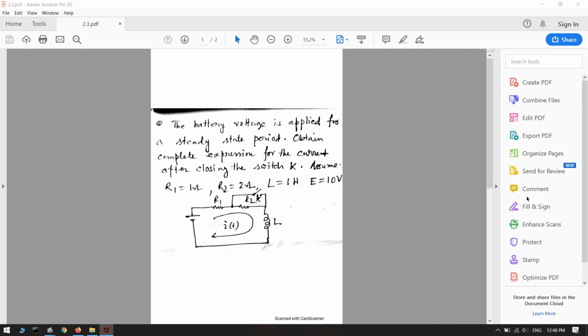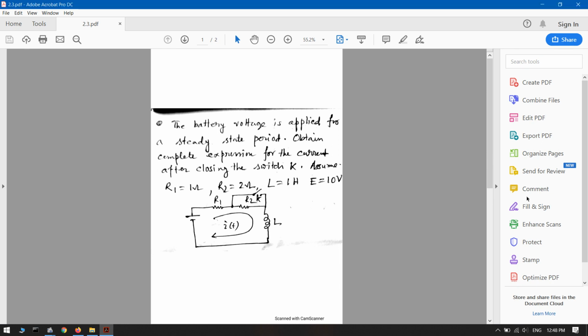Now you see here, the switch is over the resistor R2. Assume R1 equal to 1 ohm, R2 equal to 2 ohm, L equal to 1 Henry and E equal to 10 volt. So the problem is clear to all of you?